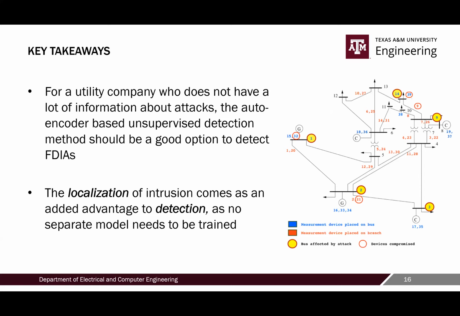And so some key takeaways are that these autoencoders are really useful in helping a utility company who potentially does not have a lot of information about the attacks, and it's unsupervised, so they don't have to have labeled data. And then we also get the benefit of localization as an added advantage to detection, since we don't have to do anything extra to get this localization, but we do get this spreading out feature to the neighboring buses or devices, which would be expected.